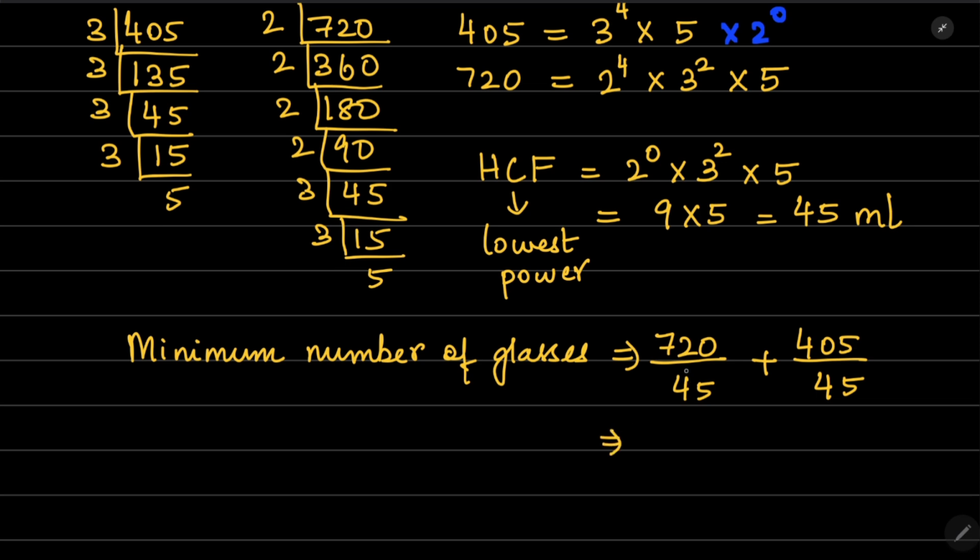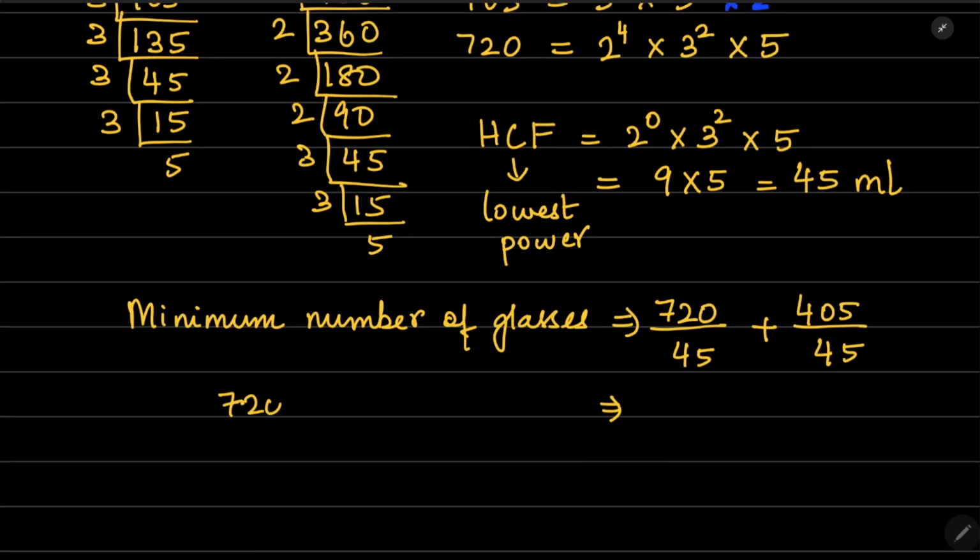So when you divide 720 by 45, first let's cancel with 5. 5 nines are 45. Again, 5 ones are 5, again, 5 fours are 20. So 9 ones are 9, and then 9 sixes are 54. So the answer will be 16 here.